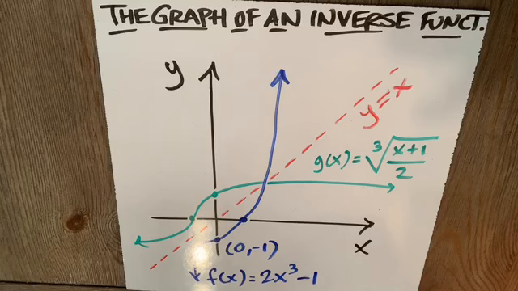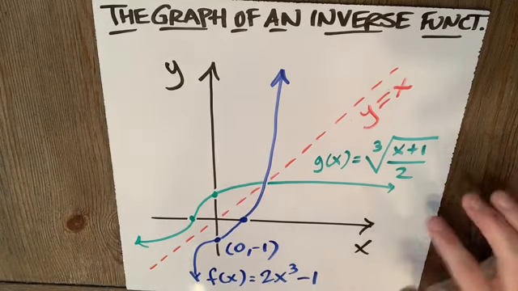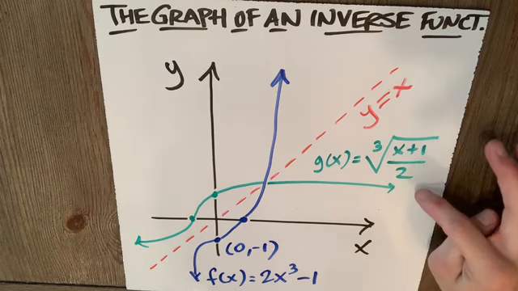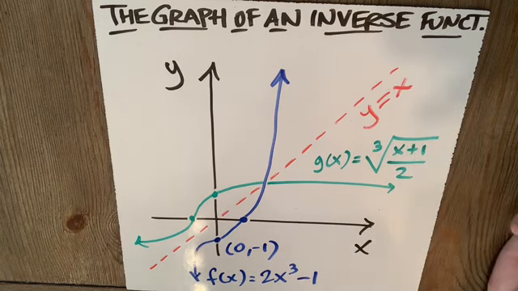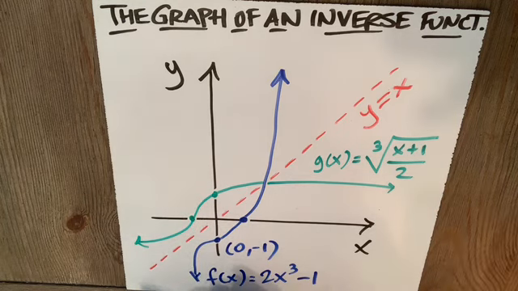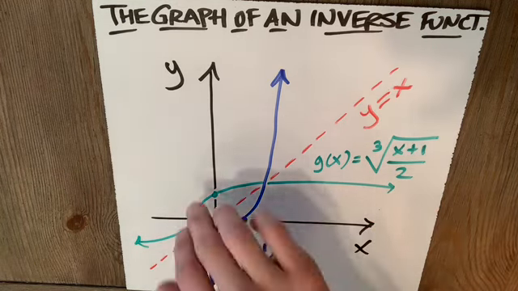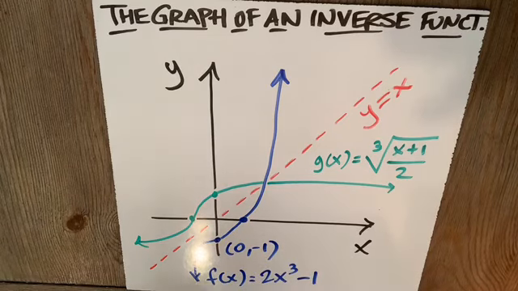Earlier, we showed that the functions 2x cubed minus 1 for f of x and g of x was the cube root of (x plus 1) divided by 2. We showed algebraically that they were inverses. What happens when we graph them? Well, you can see that they are mirror images across this line y equals x.